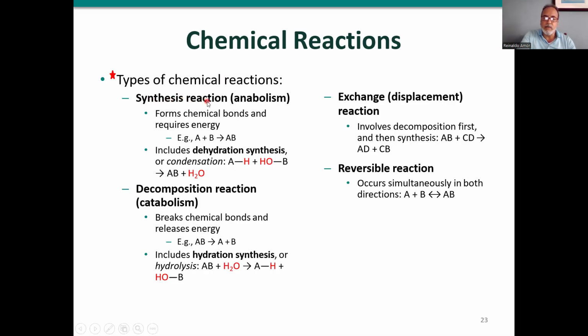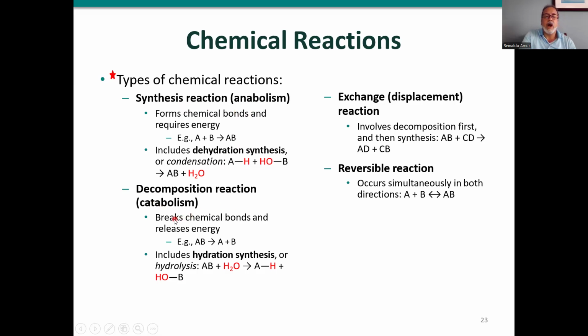Okay, so if you're forming bonds, that's a synthesis reaction. You have two reactants here, and you're forming a product. So you're going from simple to complex. That's anabolism, from simple to complex. That requires energy, by the way. To form bonds requires energy, and to form a bond, you need to remove water. When you remove water, that's called a dehydration synthesis reaction or condensation reaction. These reactions require energy.